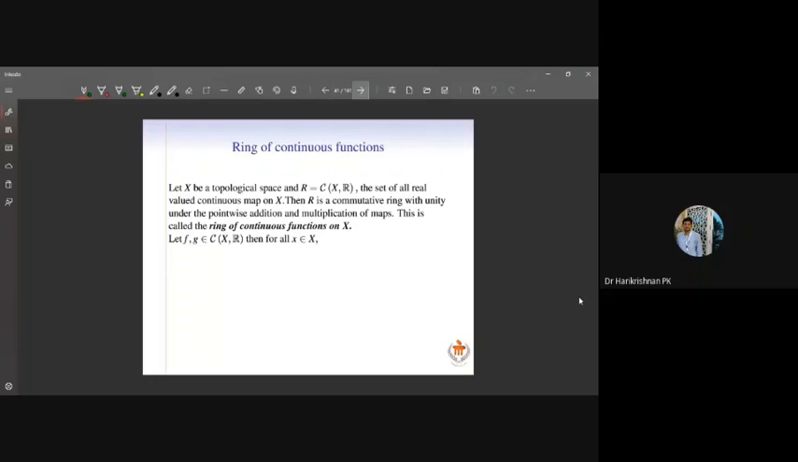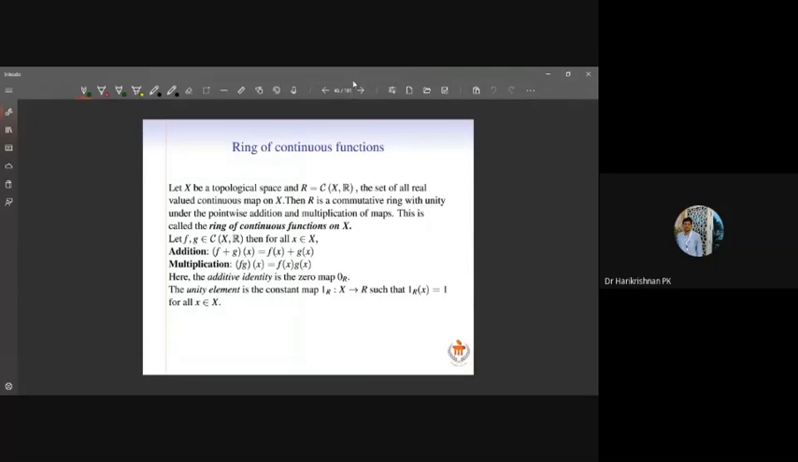I'm just illustrating here how the addition is defined and how the multiplication is defined, pointwise addition and pointwise multiplication, and what the additive identity will be here. The additive identity will be the zero mapping, which we denote by 0_R, and the unity element we denote by 1_R. So 1_R is the mapping from X to R such that each x is mapped to 1. And the additive inverse will be minus f. So with respect to all this, you can see that it is a commutative ring.